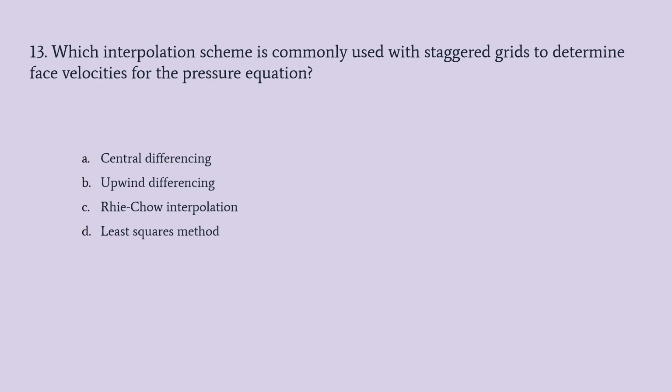Which interpolation scheme is commonly used with staggered grids to determine phase velocities for the pressure equation? Options are option A central differencing, option B upwind differencing, option C Rhie-Chow interpolation, option D least square method.